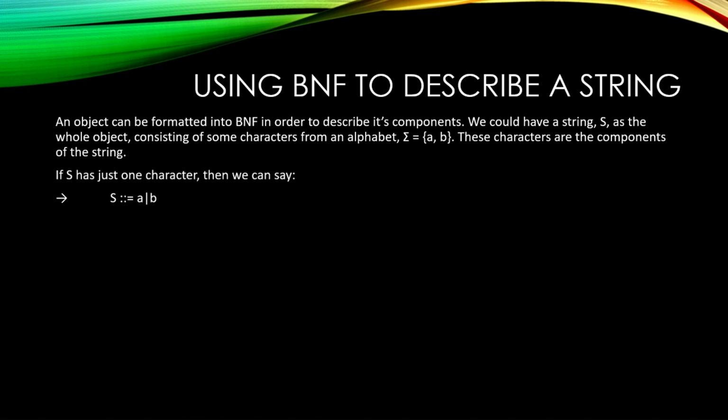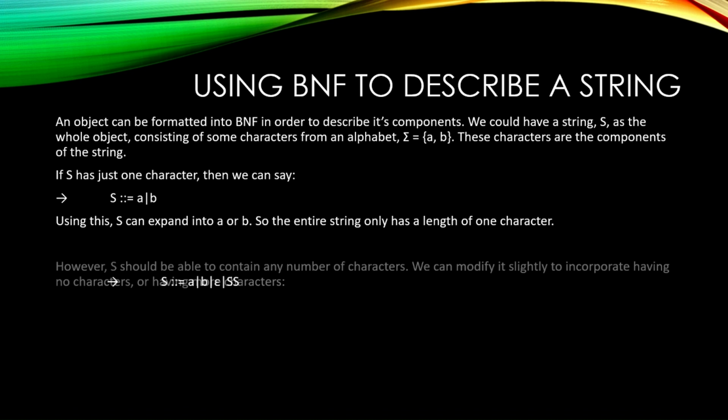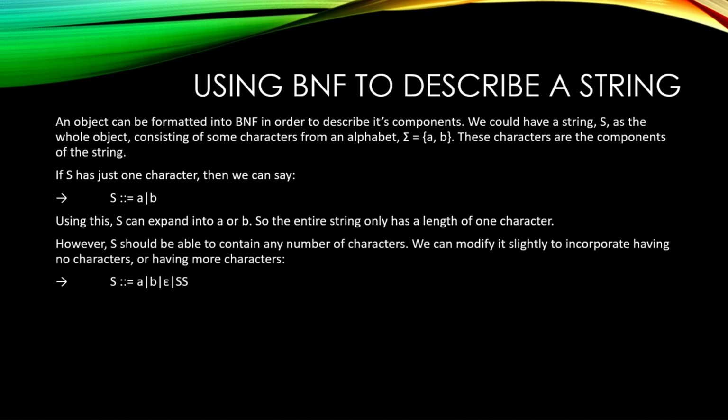So if S just has one character, then we can use this BNF, let's say. So S can expand into either A or B. So the entire string only has a length of one character. That's kind of boring. It's not really a string at that point. It's just a character. So it should really be able to contain any number of characters. We can modify what we have slightly to incorporate having either no characters or having more characters. So we've added an epsilon, and we've added 2 S's concatenated.